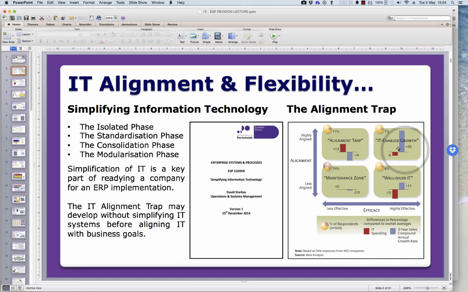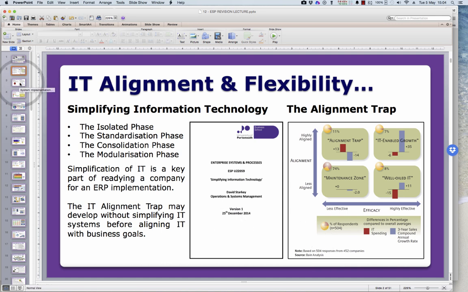And then finally, where you want to get to is IT-enabled growth, where you're still below the cost of the average company in the market, but you're getting lots of growth, sales growth and sales leads, and possibilities out of your IT system. It's really delivering for you. It's enabling the company to go forward. That's where you want to go. So if you're in the alignment trap, we need to move around in this kind of direction to get yourself out of that.